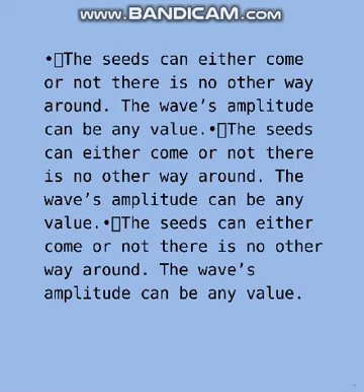Here we describe a simple concept. This is particle nature, and that prior to this was wave nature. The difference between them is as follows. The seeds can either come through the hole or they cannot. There is no other way around. The wave's amplitude can be any value. The particle nature suggests vivid paths either through hole 1 or hole 2. In wave nature, waves are passing through both holes at a time.